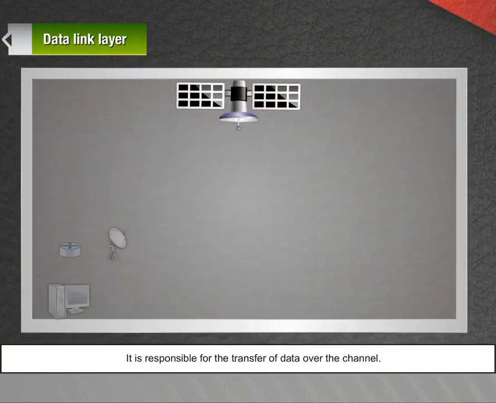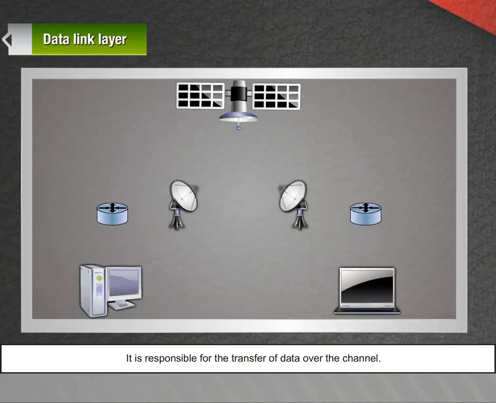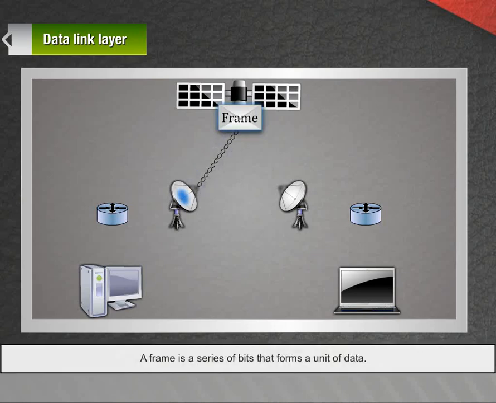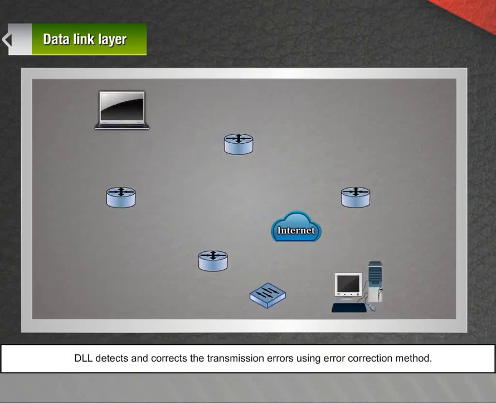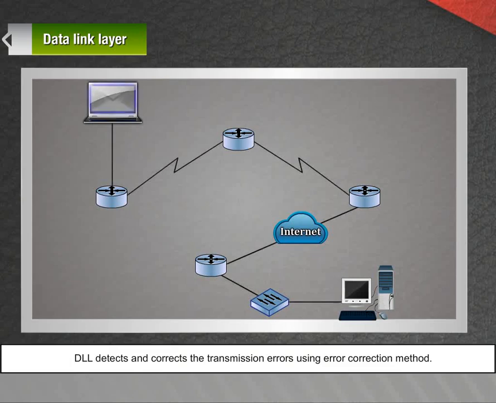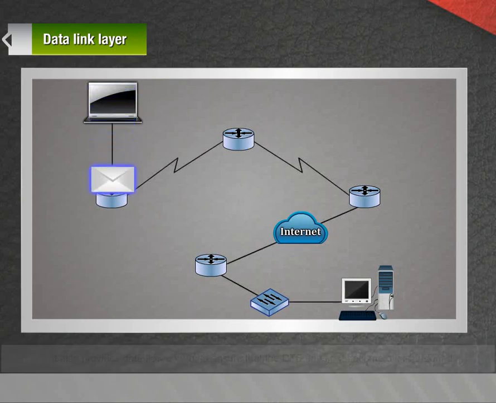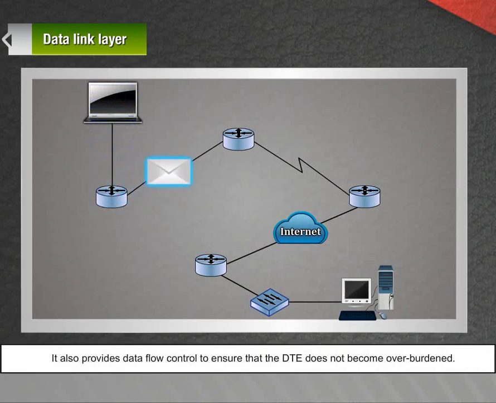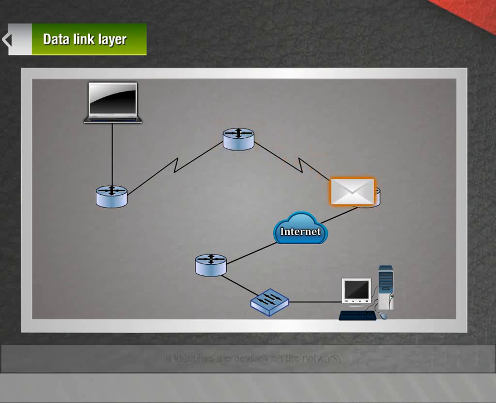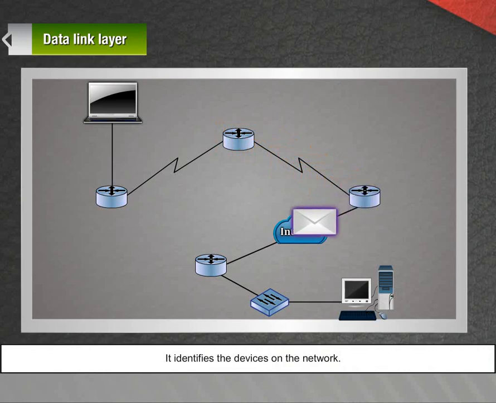Data link layer. It is responsible for the transfer of data over the channel. It groups zeros and ones into frames. A frame is a series of bits that forms a unit of data. The DLL detects and corrects transmission errors using an error correction method. It also provides data flow control to ensure that the DTE does not become overburdened. It identifies the devices on the network.